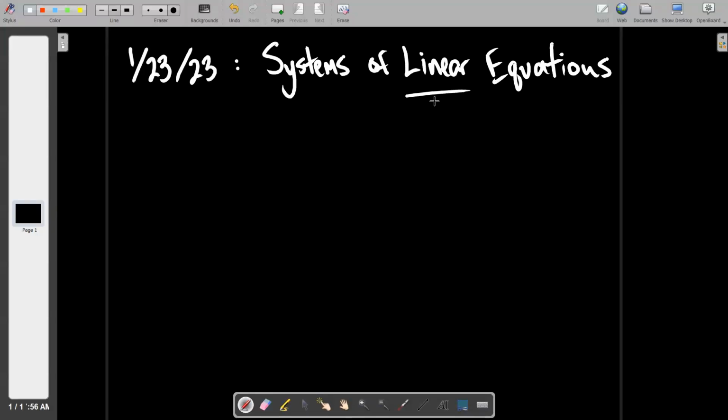So a system of linear equations is generally two equations. Put your phones away, please. And what we're going to do today is learn how to solve them by graphing.